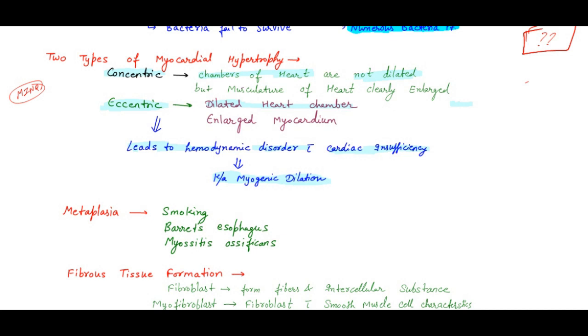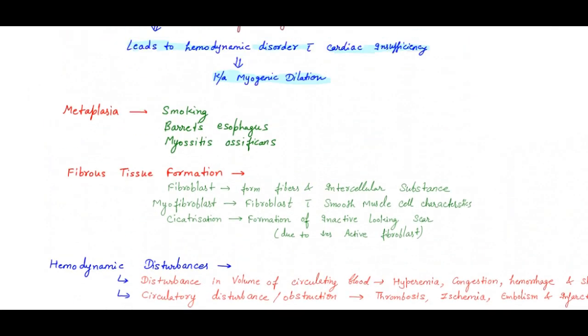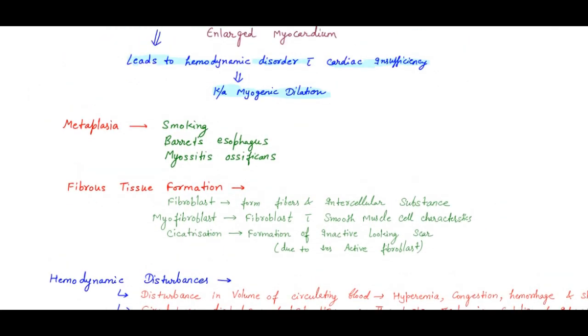Then metaplasia. You know what metaplasia is: changing of one epithelium into another epithelium. What is the cause of metaplasia? It can be due to smoking, and it can be the cause of Barrett's esophagus and myositis ossificans. In myositis ossificans, what happens? There is a changing of muscle to bone.